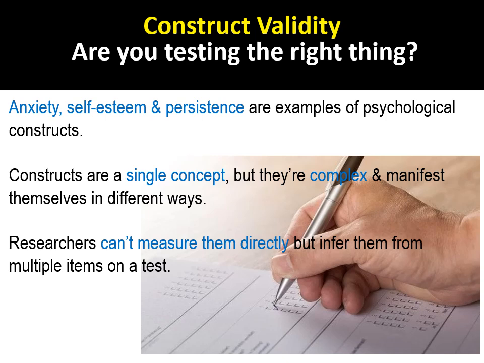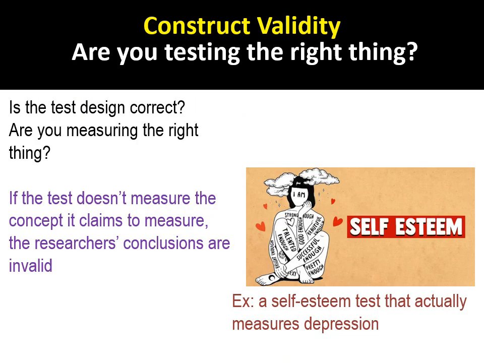So researchers can't measure them directly. We could give you a test, we could set you up in scenarios, we can infer from the way that you answer, but it's very difficult. So we have to make sure that there's validity in the way that the test is constructed. Is the test designed correctly? Am I measuring the correct thing? If the test doesn't measure the concept that it's claiming to measure, then your conclusions will be invalid.